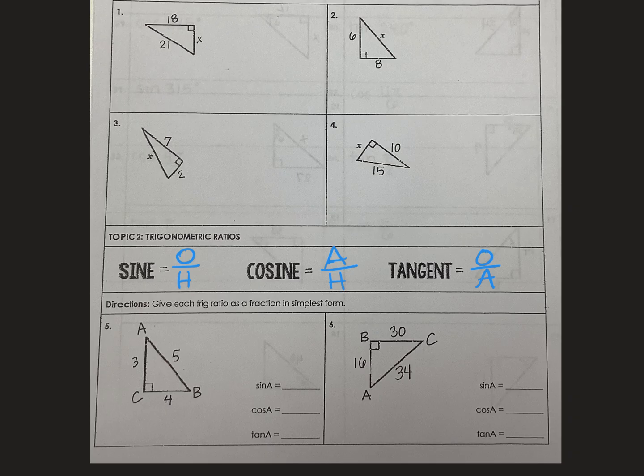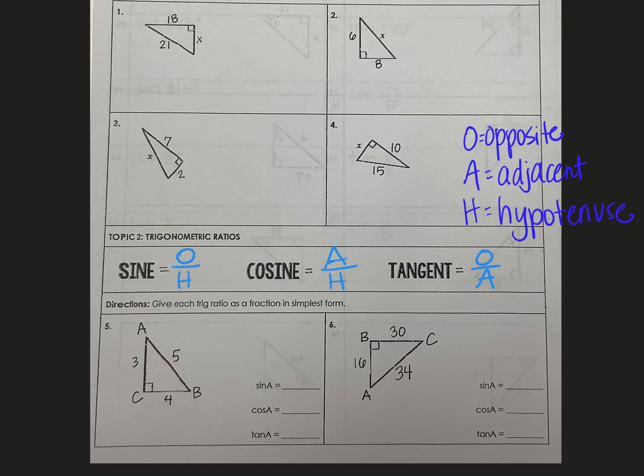Okay, so when we did Pythagorean theorem, we labeled these sides A, B, and C. Now we're going to use different letters to label. We're going to use O. I'll just write this up here. That means opposite. I'll explain these in a sec. A is adjacent. And H is hypotenuse. And I'll give you a second to get these written down.